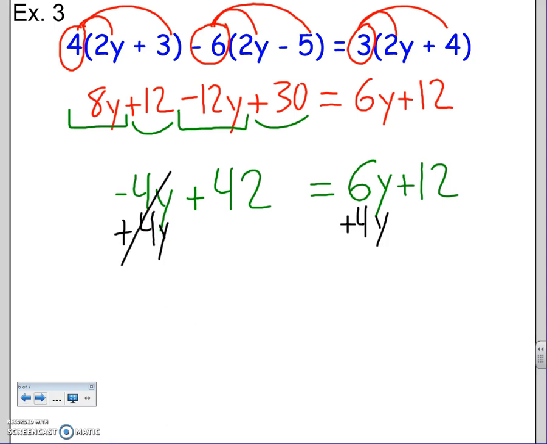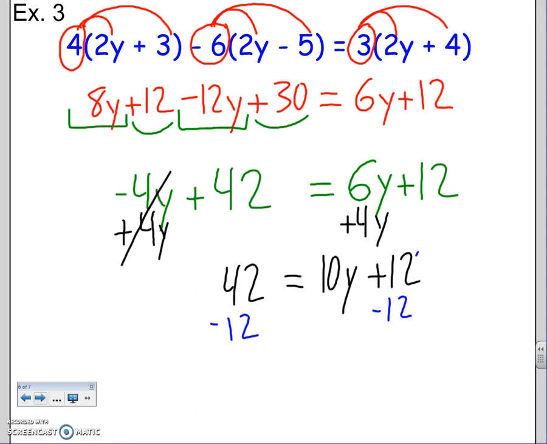So this cancels out. This side is just 42. And 6y plus 4y is 10y. And 12 is still there. So now the letter's on one side, we go to step 2. Remember, add and subtract first, multiply and divide last. We're going to move this 12 by subtracting it from both sides. This cancels. The left side is 30 equals, right side is 10y.